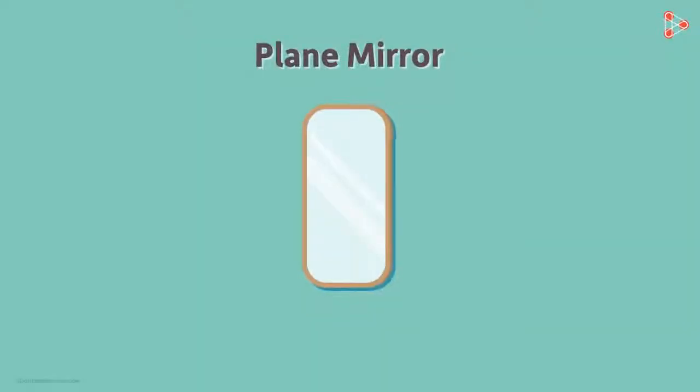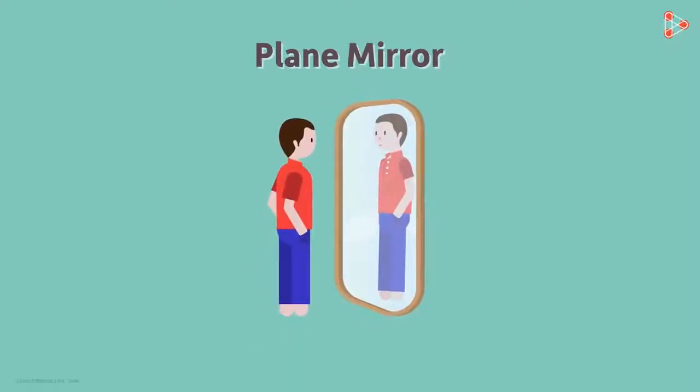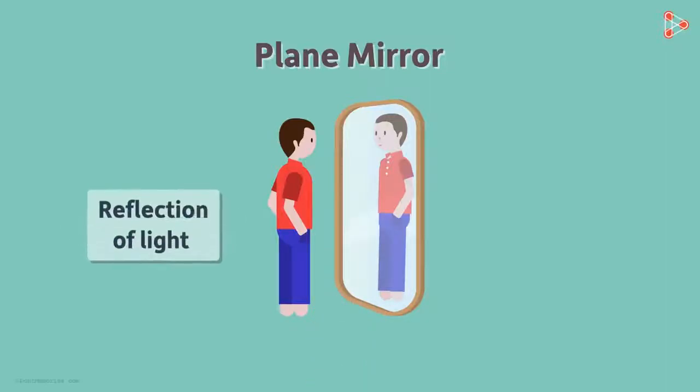So let's consider this plane mirror again. When we stand in front of a mirror, we see an image of ourselves in the mirror. Nothing surprising there. Why are we able to see our image? Yes, it's due to the reflection of light. In fact, it's due to multiple reflections of light rays.